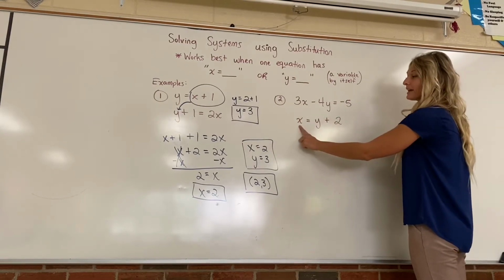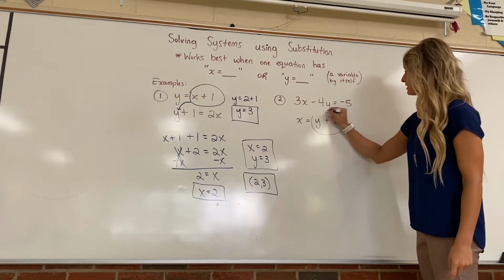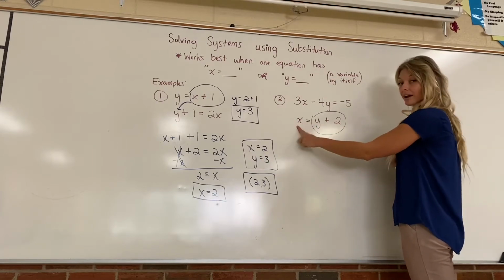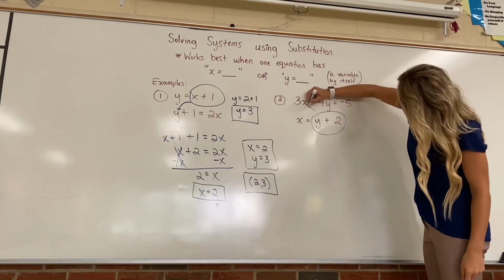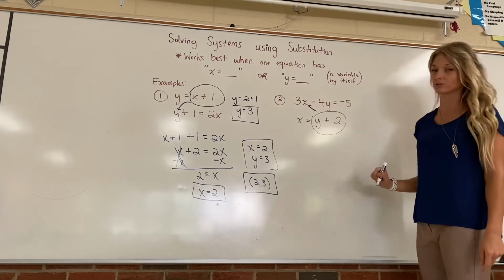That one, the x is by itself. So in this one, I'm going to take whatever x is equal to, and I'm going to plug it in for x in the other equation. So my x in the other equation is right there. So I'm going to be plugging this whole mess in for x right there, okay?